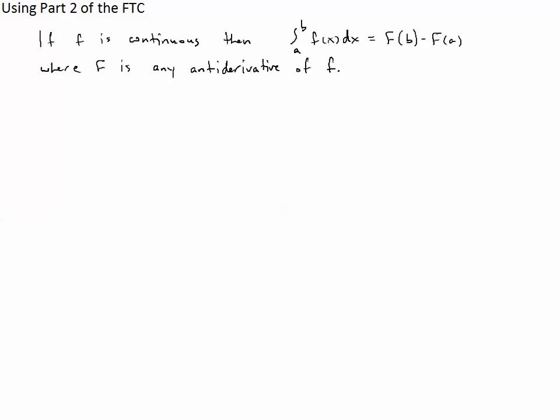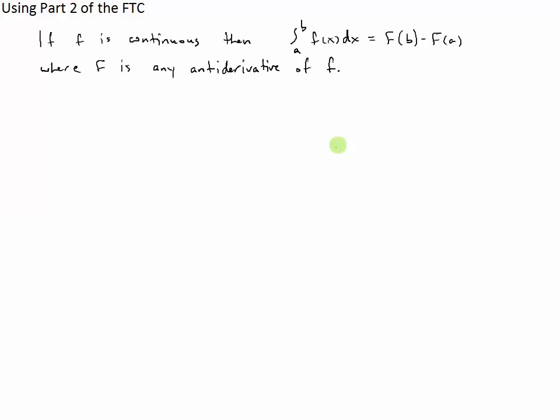So now we finally get to use the second part of the fundamental theorem of calculus to evaluate a definite integral. Here I have a reminder of what the second part of the fundamental theorem of calculus says. The integral from a to b of a function equals an antiderivative evaluated at the upper limit of integration minus the same antiderivative evaluated at the lower limit of integration.